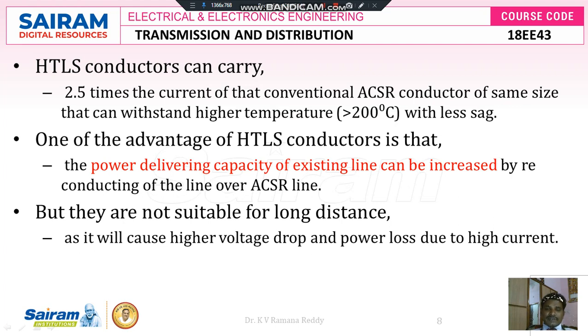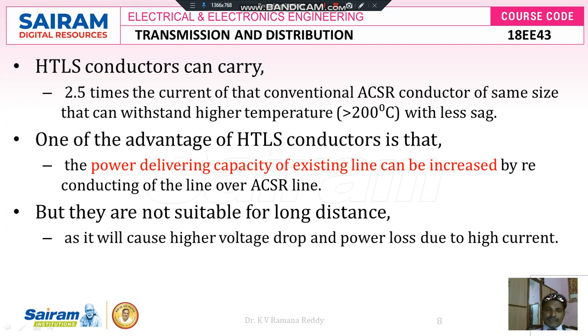Even it can withstand temperatures greater than 200 degrees centigrade with a low amount of sag. So due to this attractive feature, the current carrying capability of high temperature low sag conductors is 2.5 times greater than that of ACSR conductors, and they can withstand higher temperatures, greater than 200 degrees centigrade, even with less sag. That's why we can prefer this kind of HTLS conductors for long distance power transmission.